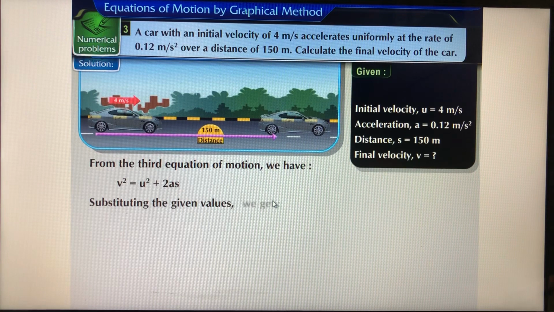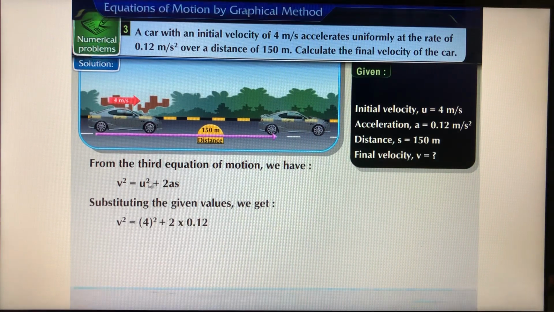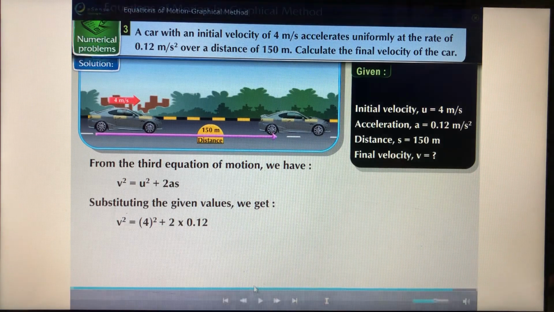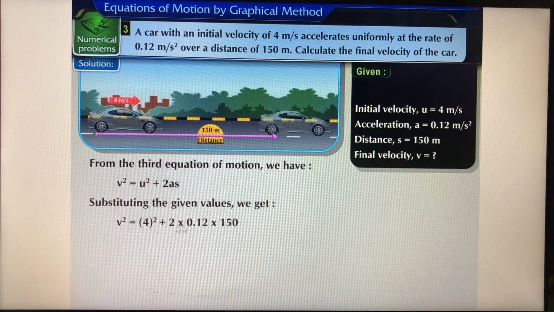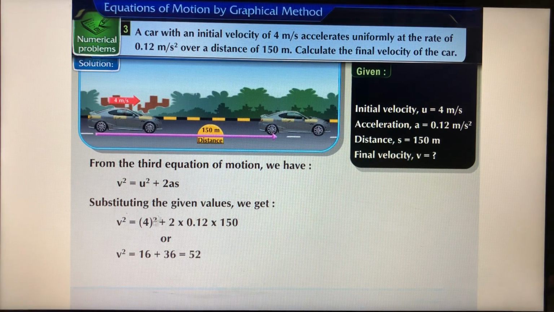Substituting the given values, we get v squared is equal to 4 squared plus 2 into 0.12. u is given initial velocity 4, a is given 0.12. Now substitute the value of s here, 150. u square plus 2as. Okay, substitute the value. Or v squared is equal to 16 plus 36, which is equal to 52. Again 4 square 16, multiplication 12 twos are 24, 0.24 into 150.